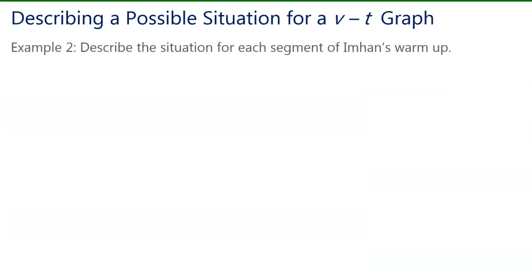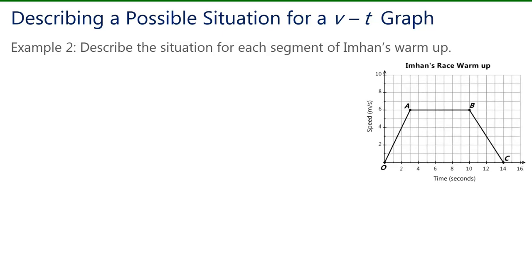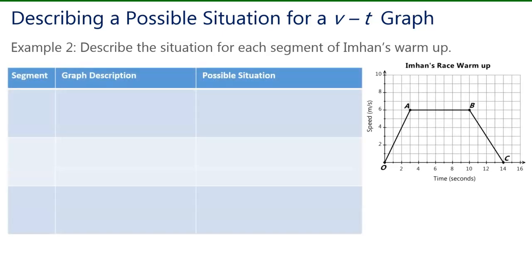Here's example 2. Describe the situation for each segment of Iman's warm-up. Here's our table. Time is on the horizontal axis. Speed is on the vertical axis. So this is a speed-time graph.